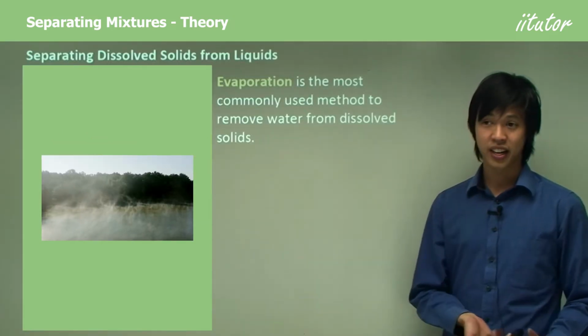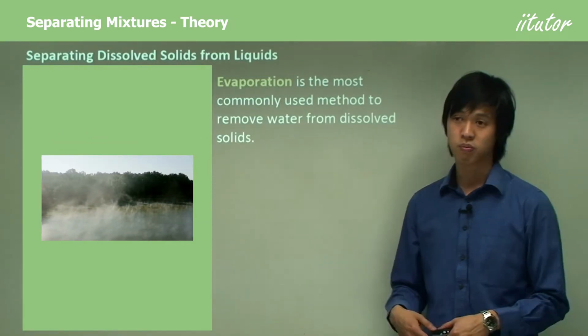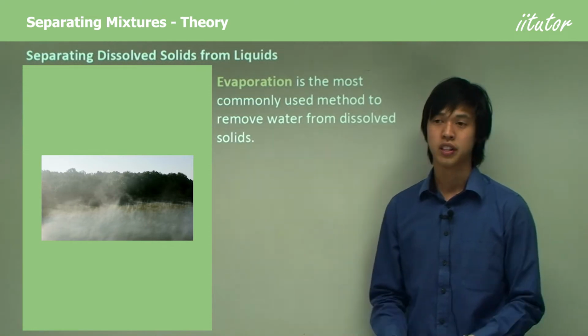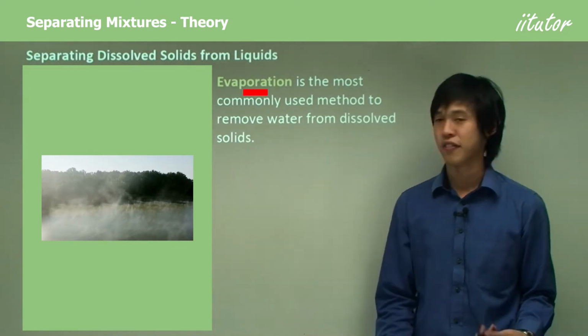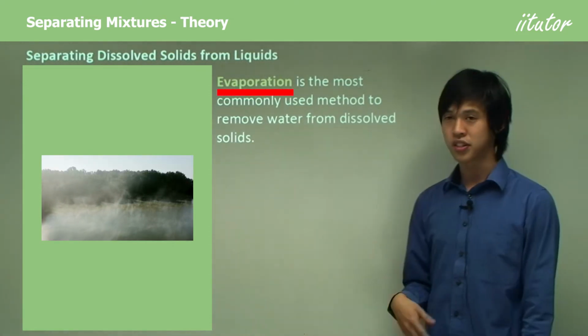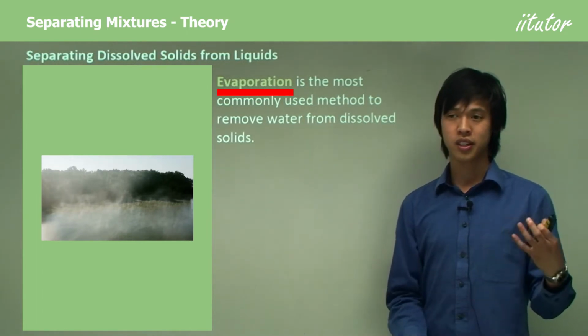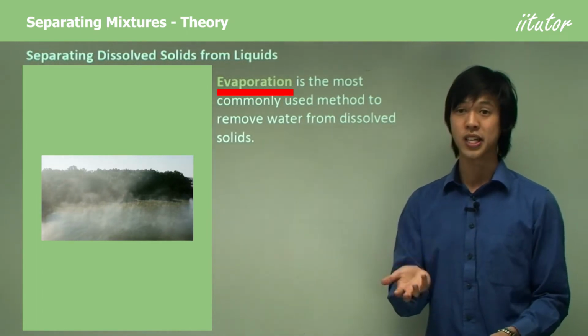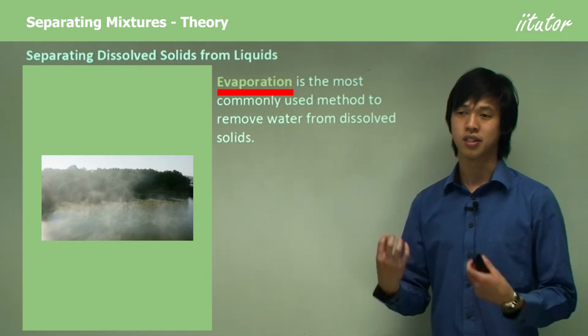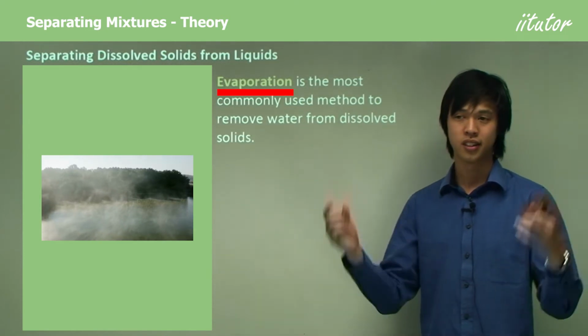Now, what about if we have a dissolved solid? Salt, say, will dissolve in water. So how do we separate those two? Well, evaporation is the most common. All we do is evaporate the liquid from the solid, and then you're left with the solid. And that's how we get table salt from the sea. We just take seawater, evaporate all the water, and you're left with salt.